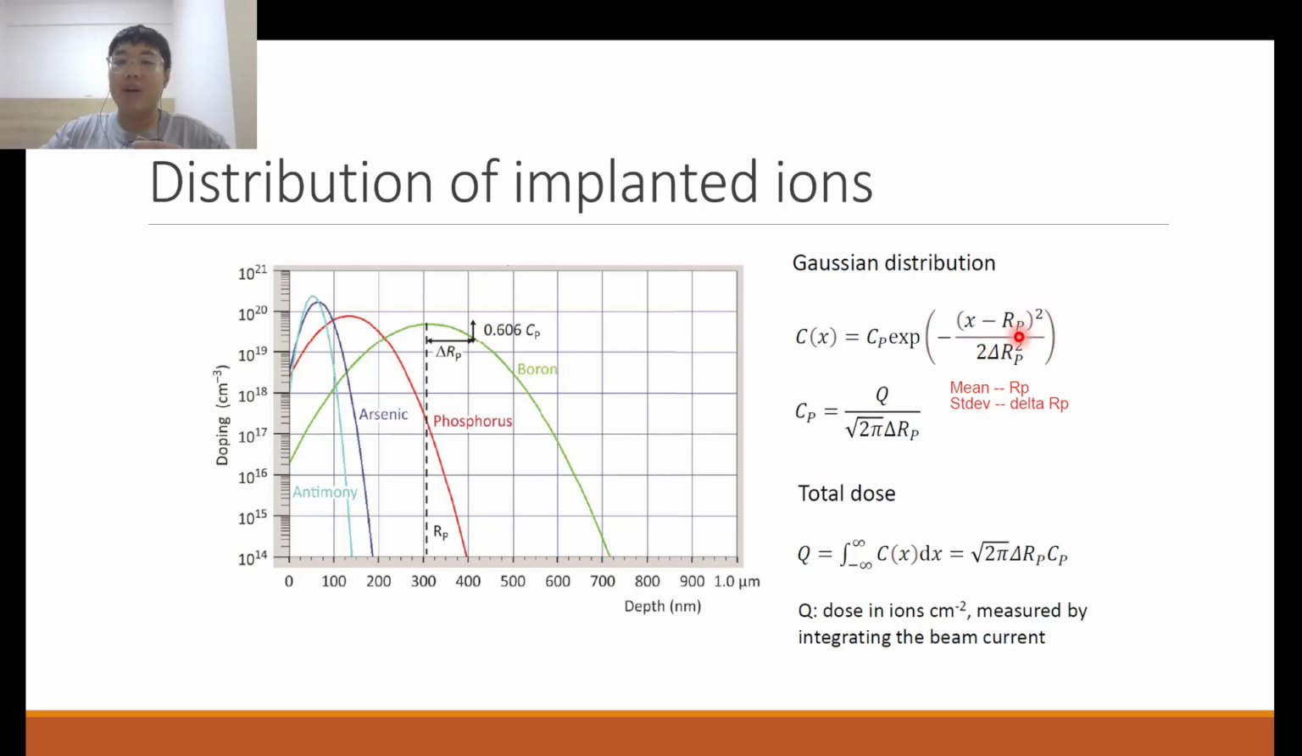And you also have this delta Rp. Delta Rp is like the standard deviation of the distribution of the implantation. So these two factors are important because they determine how deep you implant the ions, that's Rp, and how broadly the ions spread in the material during implantation, which is delta Rp. So this is before any annealing or diffusion. It's purely from the implantation process only. And so likewise, you can also take the total dose by integrating the implantation profile.